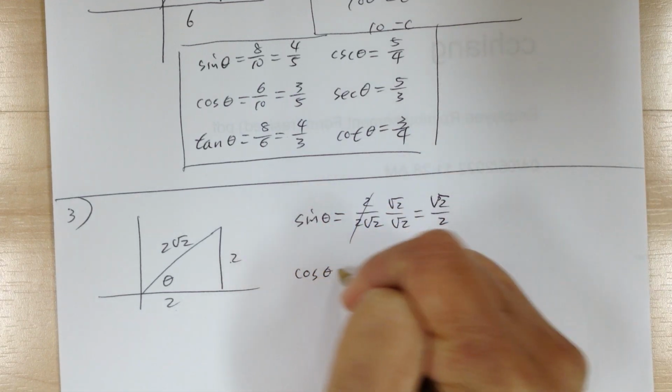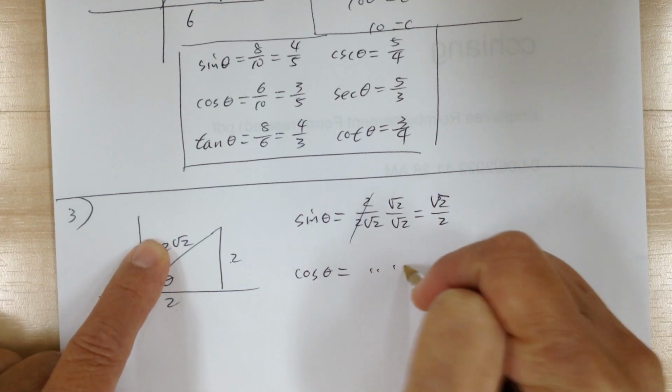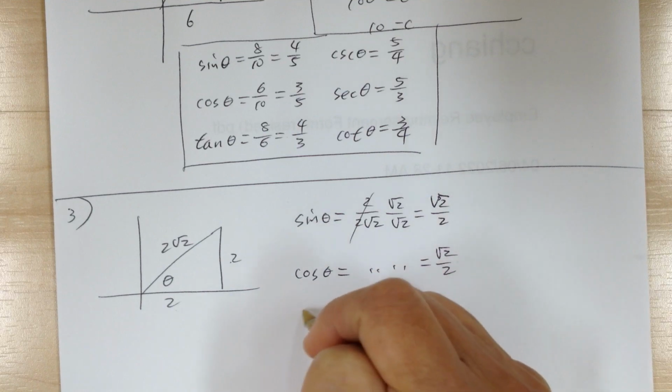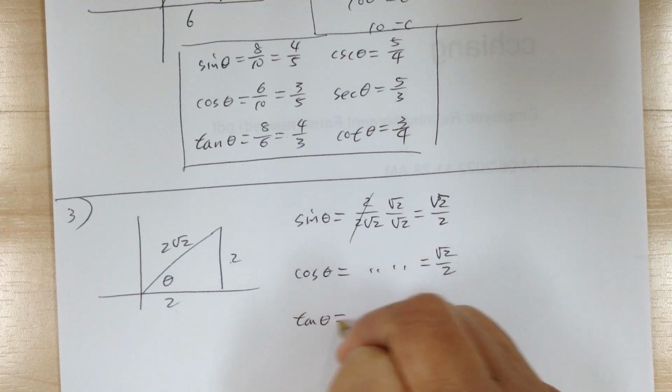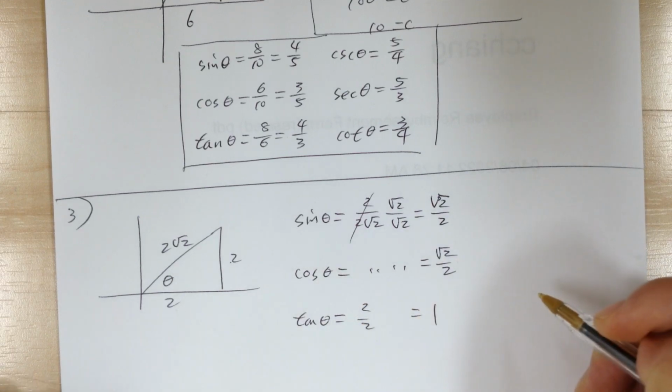Okay, cosine theta is equal to, since the sides are the same, cosine of theta will be equal to that. So it would be the same. Okay, so it would be equal to square root of 2 over 2. Okay, tangent theta equal to opposite over adjacent, so equal to 1.